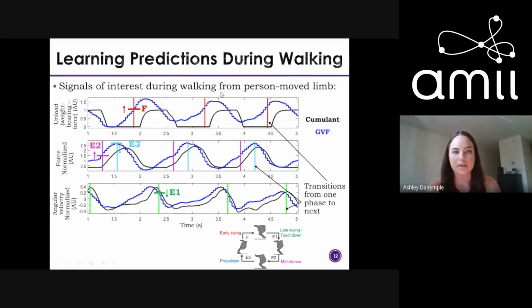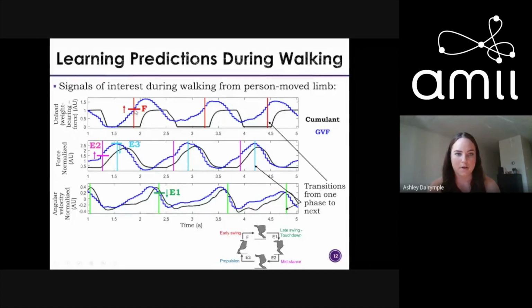And so here I just have a little snippet of the signals of interest during walking of the limb that's moved by the person. So in black here, you can see this is the cumulant, and then the blue is the general value function. So you can see here it is rising and falling nicely before the cumulant is.